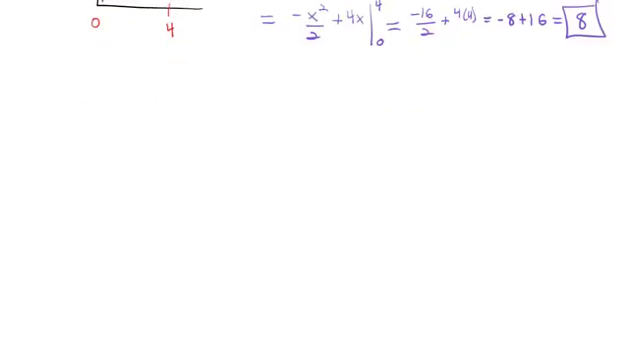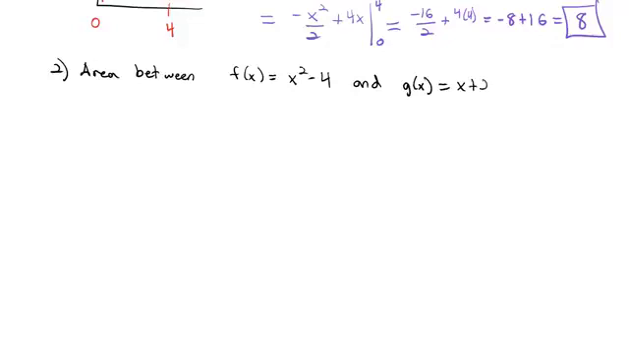Now that one's probably a little simple because those were all straight lines. Let's do one a little more interesting. Let's find the area between f of x equals x squared minus 4 and g of x equals x plus 2.